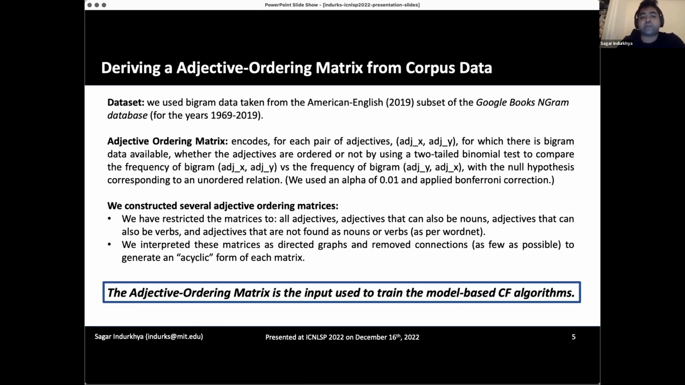The second thing we did was we also interpreted each of these 4 matrices as a directed graph, and we have a procedure described in the paper for removing connections, as few as possible, to generate an acyclic version of each matrix. The reason we did that was because, with an acyclic version of this adjective ordering matrix, you can then actually try to lay it down across a kind of linear hierarchy. And so we wanted to understand how the baseline model and the collaborative filtering model would perform relatively on the acyclic versus the cyclic forms of these matrices. So that describes the input to our model.